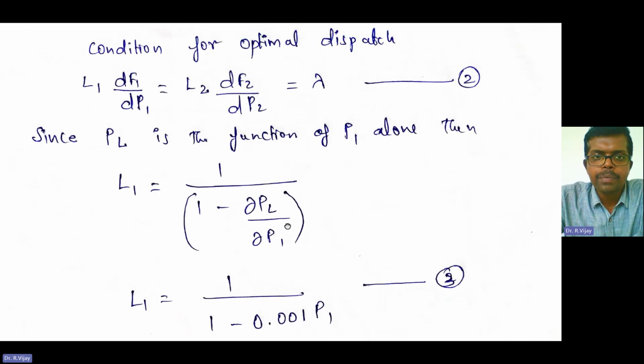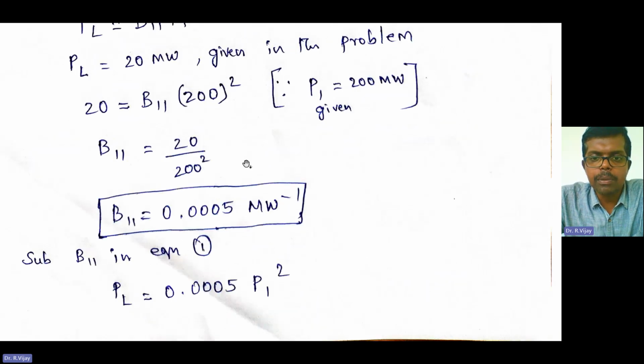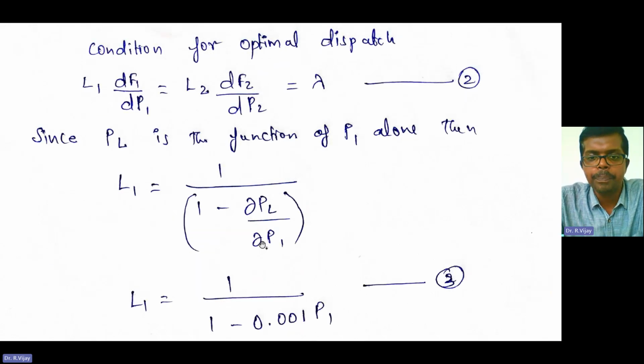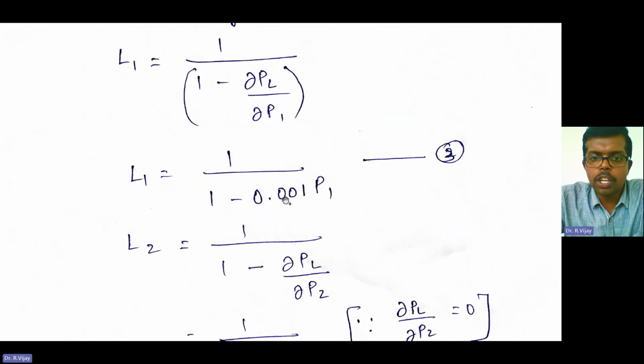You'll get this equation. Now, this is the PL equation, so you need to differentiate this equation with respect to P1. 2 into 0.005 will come here. So that is nothing but 0.001 into P1. Take this as equation number 3.